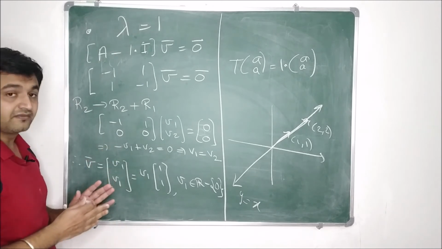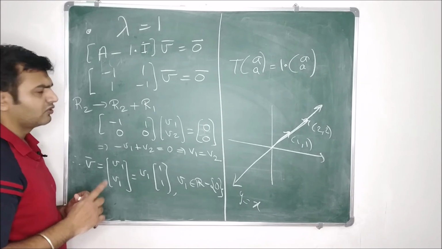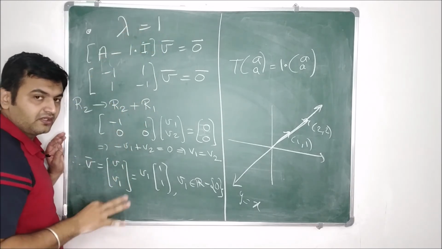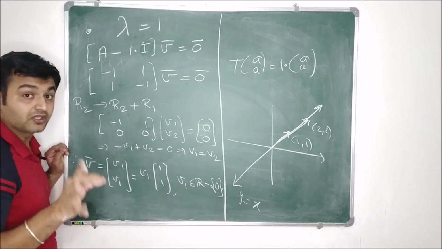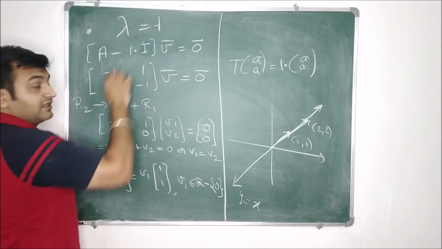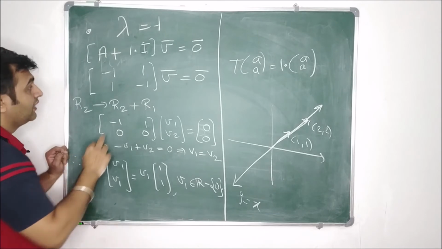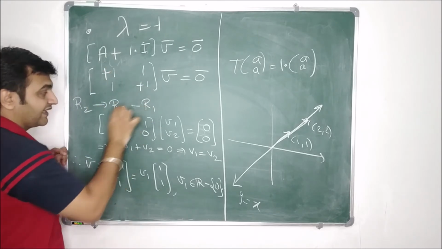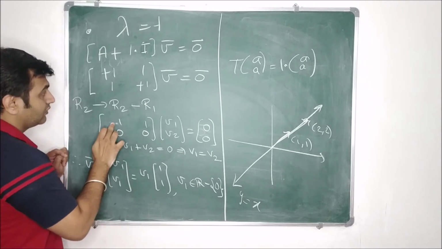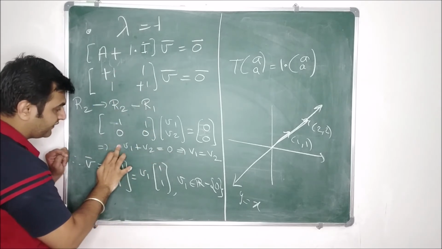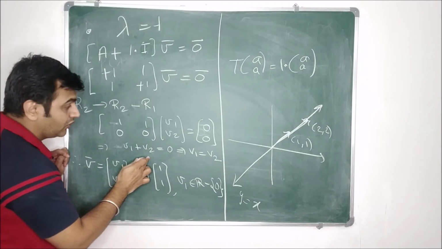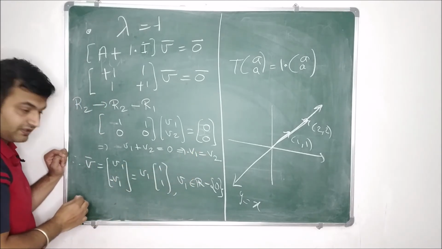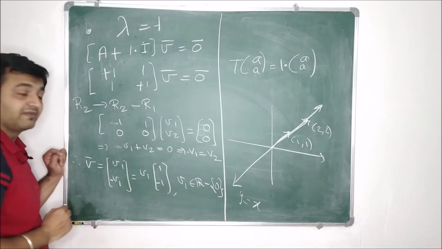Now let's do the same thing for minus 1. Or should I give it to you as homework? Okay, so let me do it shortly over here, but make sure you write it properly if you're confused. So you take minus 1, so this becomes plus I, and when you do this operation you get plus 1, plus 1. Here you do R2 minus R1, so this becomes 0 and you have 1, 1. So you have v1 plus v2 equal to 0. So your v2 is minus v1. You take v1 outside, you have (1, minus 1).